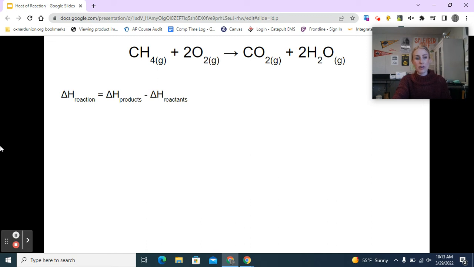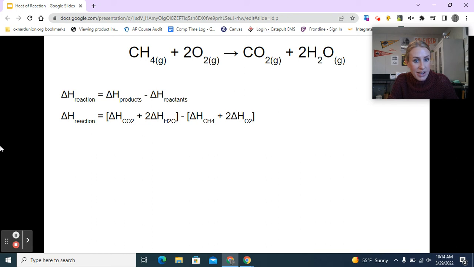So in this case, for our delta H, or our enthalpy of reaction, it's going to be, again, products minus reactants. So the products in this case are carbon dioxide and water, and the reactants are methane and oxygen. So writing those into this equation, I get delta H of carbon dioxide plus 2 times the delta H of H2O. And the reason there's a 2 there is because there are 2 of these things being produced when 1 carbon dioxide is produced, right?